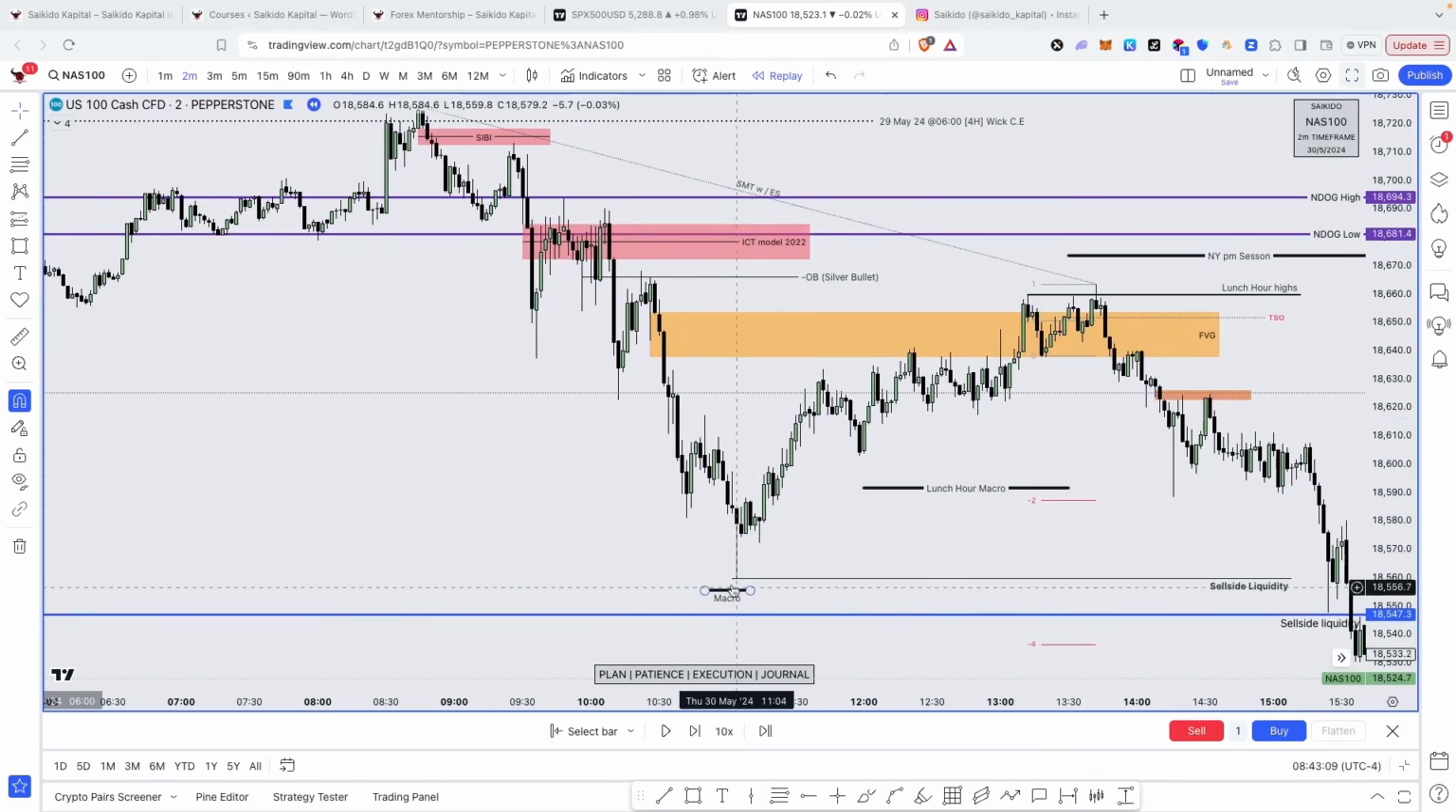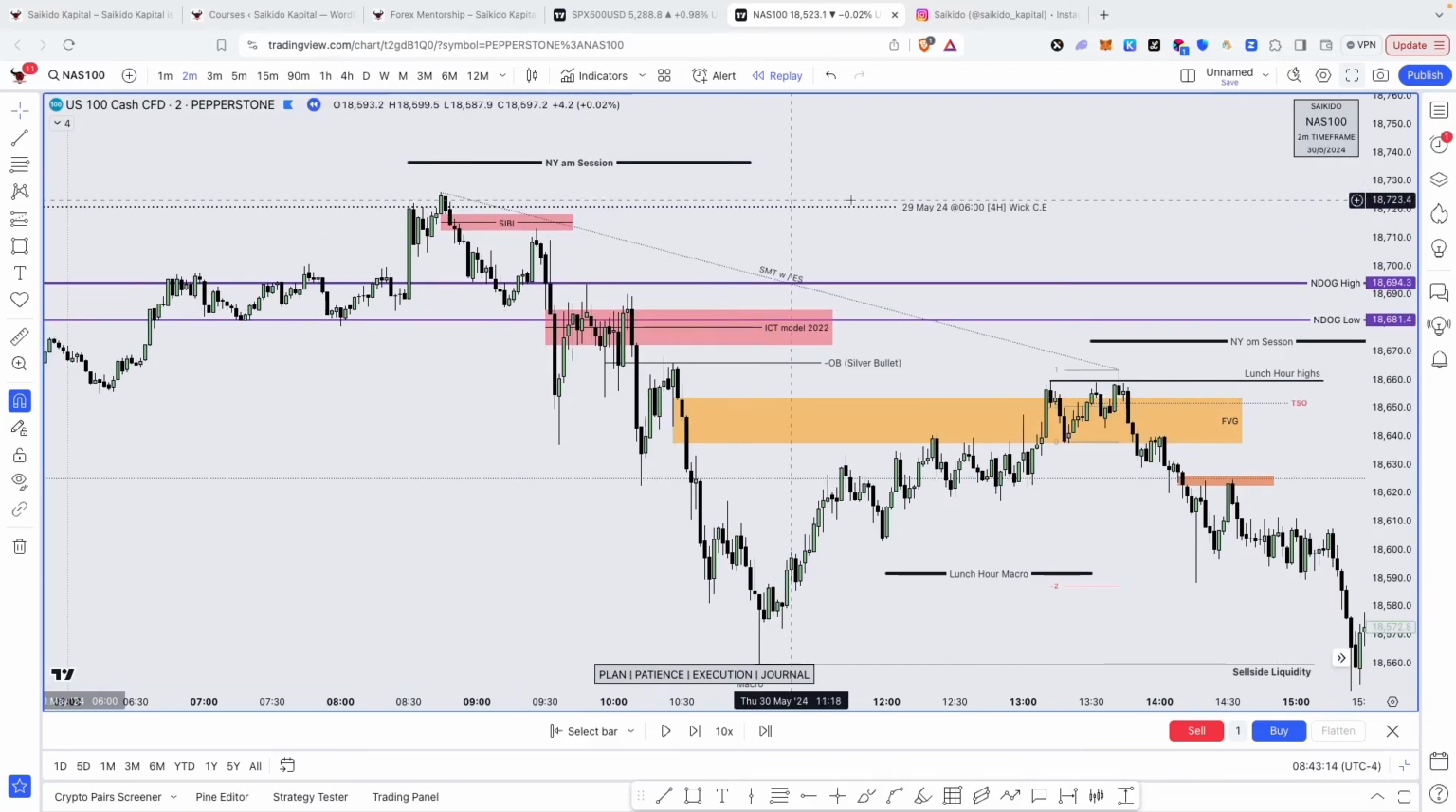But I want to talk about this macro before I talk about this, because this was obvious. We had that 4 hour and that weekly CE. We respected it. We created a bearish market structure shift. The fair value gap is much more visible on the 3 minute chart. That's why I took my entries.